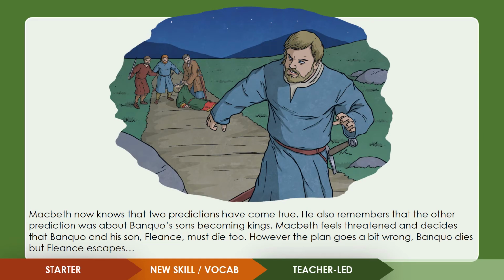So Macbeth now knows the two predictions have come true, but he also remembers the other prediction about Banquo's sons becoming kings. So Macbeth feels threatened here and decides that Banquo and his son Fleance must die too. However, the plan goes a bit wrong, so Banquo dies but Fleance escapes.